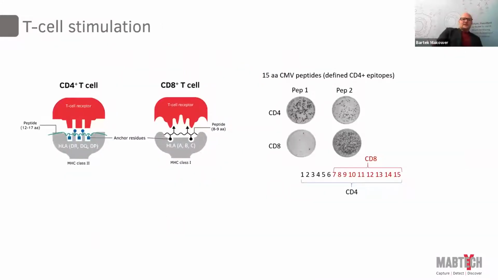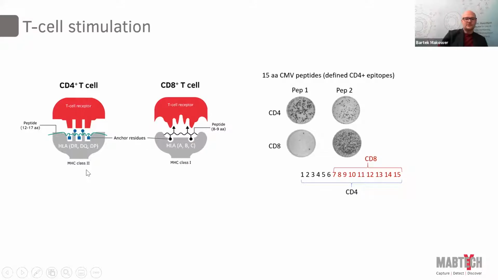So how does T cell stimulation work? When you set up an ELISpot assay, you need to stimulate T cells, and the most common way is to use defined peptides which stimulate T cells. So how do these peptides stimulate T cells? Well, in a natural, let's say, COVID infection, the viral proteins are degraded inside the cell into peptides of different lengths. These peptides can be presented on MHC class 2 to CD4 T cells, or MHC class 1 to CD8 T cells.